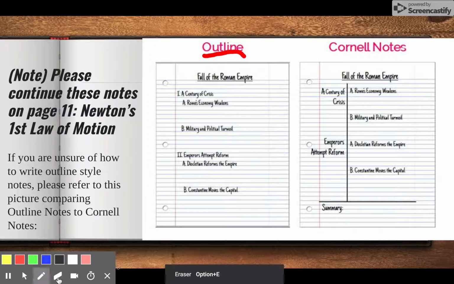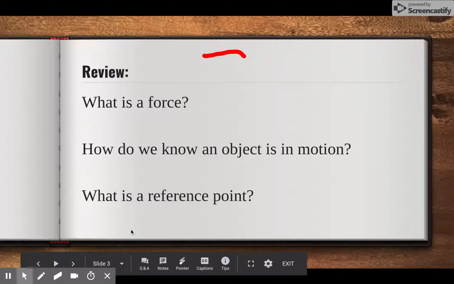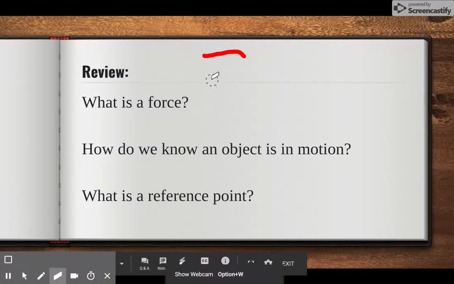But this slide here is an excellent spot to notice the comparisons of how Cornell notes and outline notes translate back and forth. Feel free to pause the video here and have a closer look. Okay, so just erase that here.